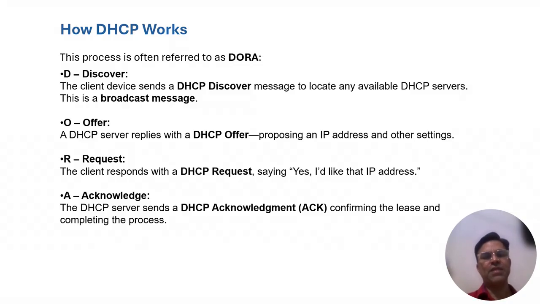Offer: the DHCP server replies with a DHCP Offer and proposes an IP address from its database. Request: the client responds with a DHCP Request saying, yes, I need this IP. Acknowledgement: the DHCP server sends an acknowledgement confirming the lease and completing the process.